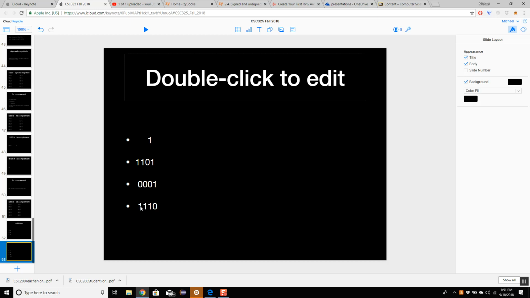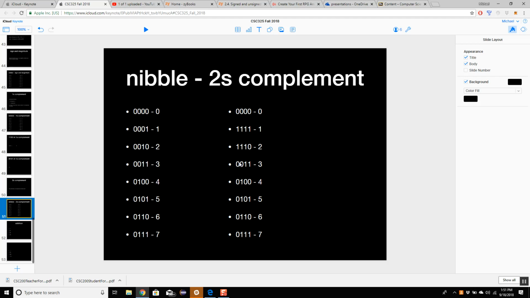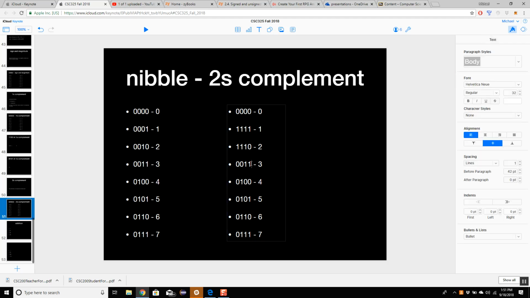All right, so we added it up. We're left with 1110. So that's this guy right here. Next one, 3. Flip all the bits. That's 1100. Add 1 to it is 1101. This one, flip all the bits. This is 1011. Add 1 to it, 1100. This one, flip all the bits, 1010. Add 1 is 1011.